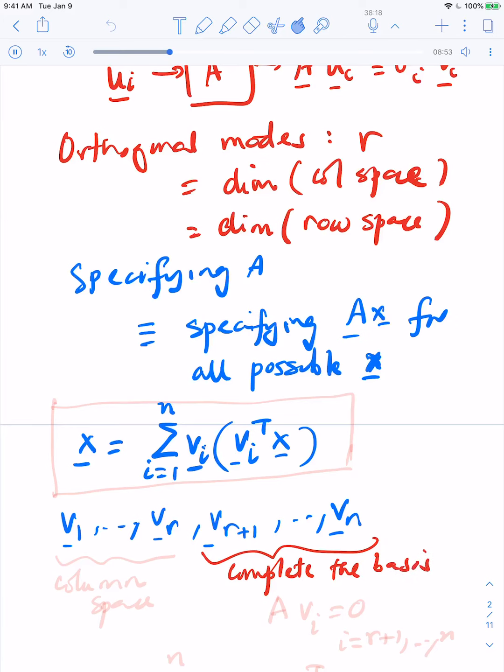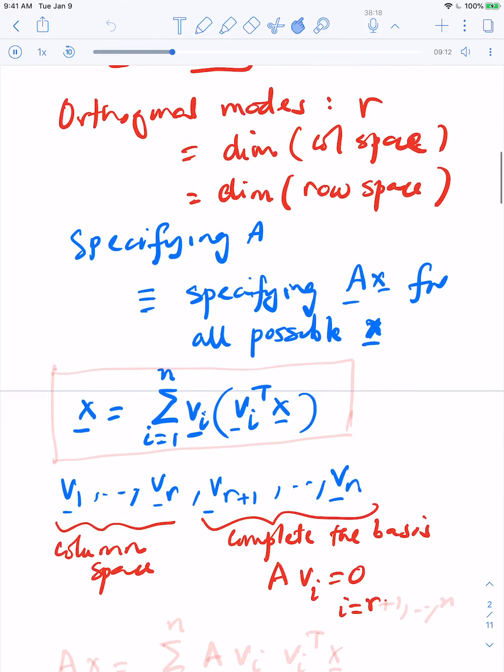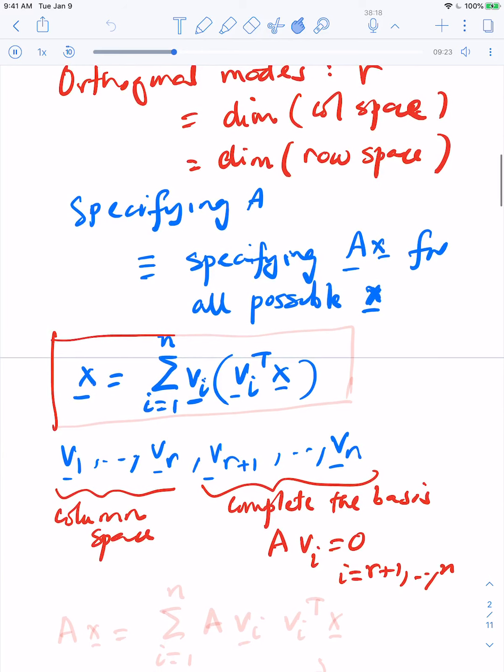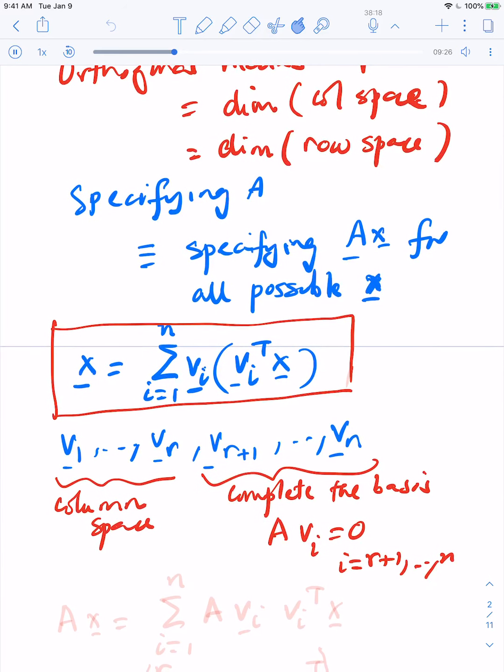But look, they are outside the column space of A, right? V1 through VR span the column space of A. This means that A times Vi is 0 for i equals R plus 1 through n. So basically, if I'm having to complete it, all of these other guys are going to contribute precisely nothing.